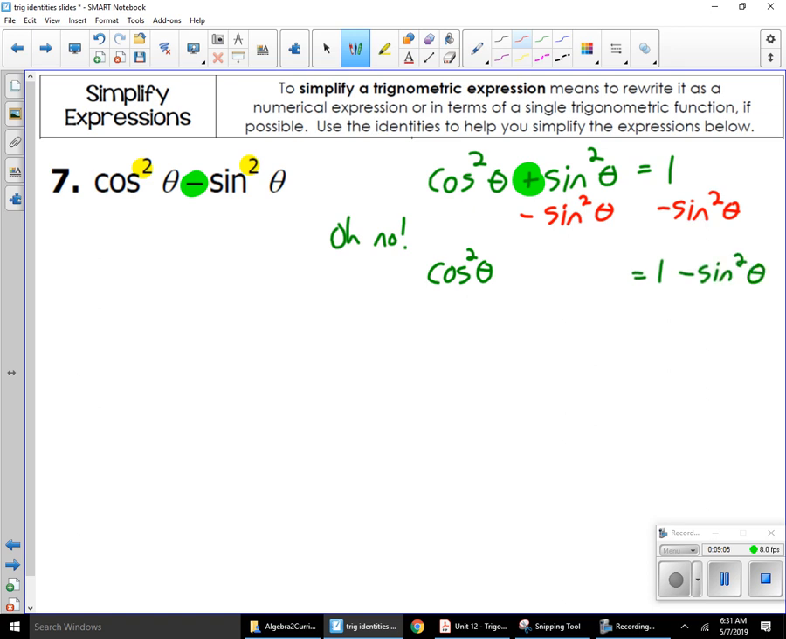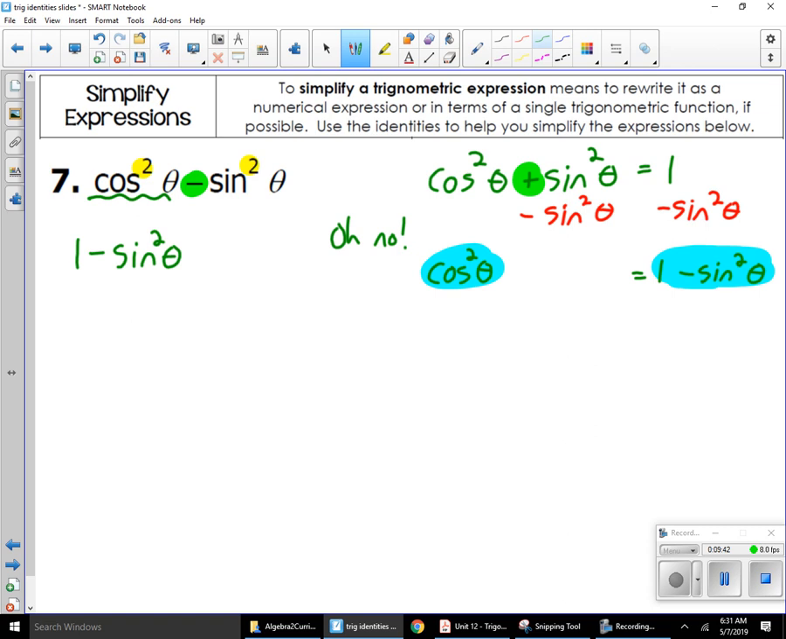You are allowed to manipulate identities because they're always true. So your regular old school algebra methods apply here. I could have subtracted cosine squared from both sides if I really wanted. I could have divided by cosine or divided by sine. There are a lot of things that I could have done here. But what I chose to do is get an identity for cosine squared. I'll do that substitution over here because I have a cosine squared. Cosine squared is now the same as 1 minus sine squared.